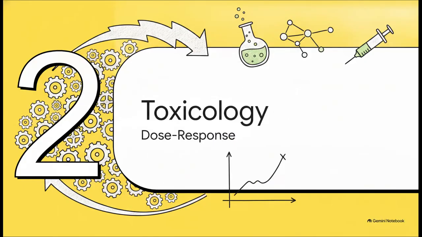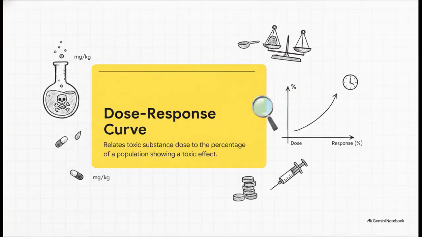All right, moving on to Section 2, Toxicology and Dose Response. Let's shift gears from electrical physics over to chemical toxicology. So, toxicology is basically the study of the harmful effects of chemicals, and a dose-response curve relates the amount of a toxic substance received, that's your dose, to the percentage of a test population that actually shows a specific toxic effect. The general rule here is pretty simple. As the dose increases, the toxic response increases. But keep a close eye on the units. Dose is frequently expressed in milligrams of substance per kilogram of body weight per day.